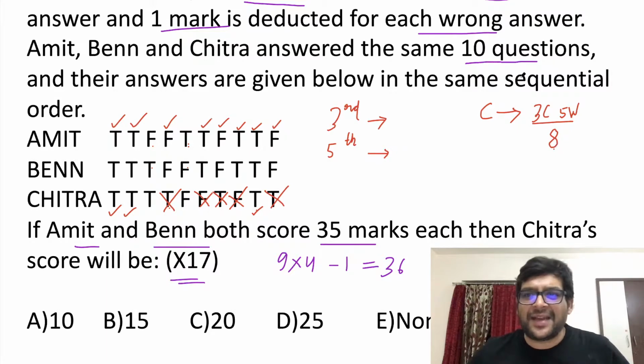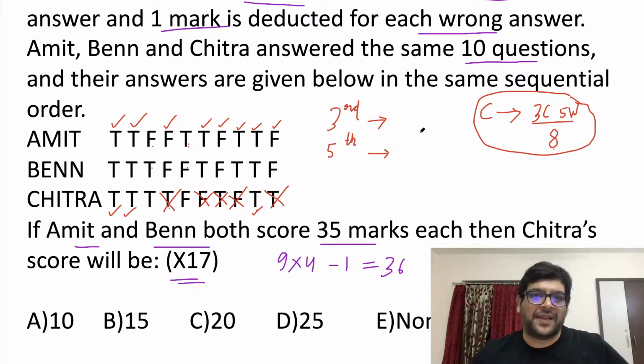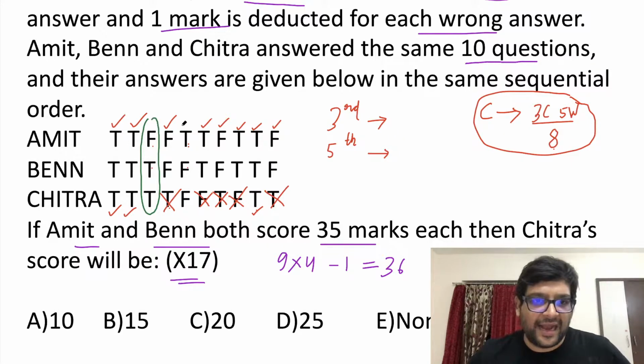So for 8 questions, I have identified that Chitra is correct in 3 of them and wrong in 5 of them. What about Chitra in the remaining 2 questions? What about Chitra in the third one and the fifth one?